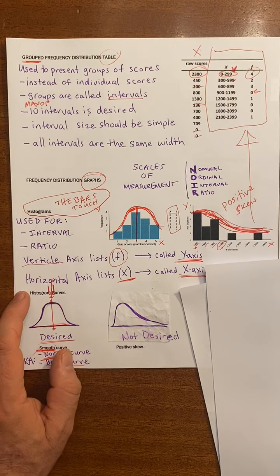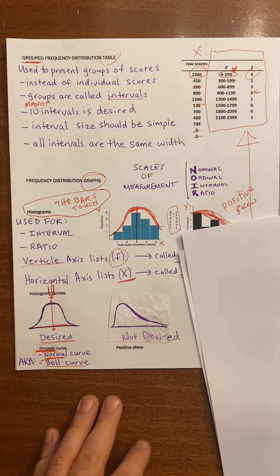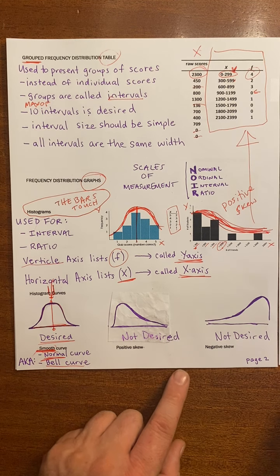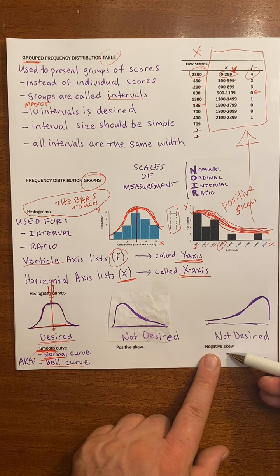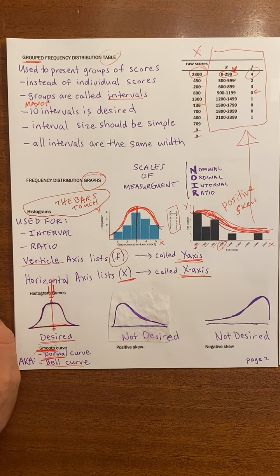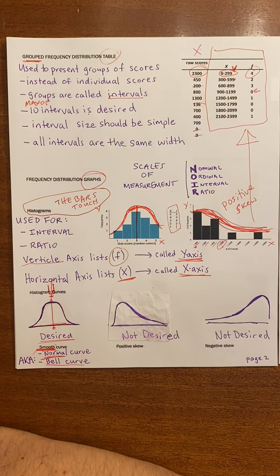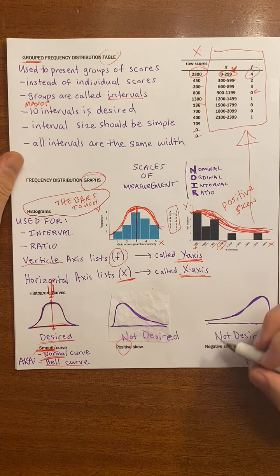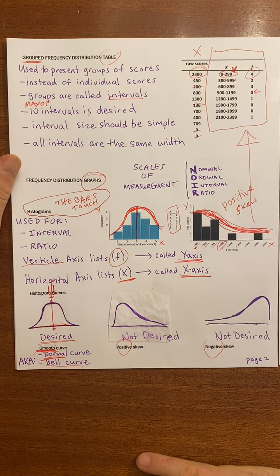Okay, so that's a positive skew. But then the third type of skew, or type of curve that you can get, is one that is negatively skewed. And this type of curve is also not desired. By the way, you may be asking yourself, why the names? Why is this curve called positive and why is this curve called negative?